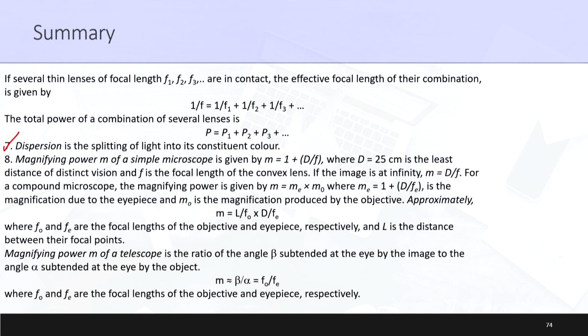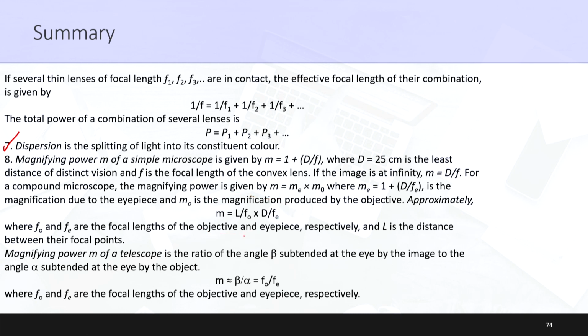For a compound microscope, the magnifying power is m is equal to me into m naught. Here also we can find it as m1, m2, m3 and so on. A similar concept is used here, and therefore the magnifying power is given by m is equal to me into m naught, where me is equal to 1 plus D by fe, the magnification due to the eyepiece, and m naught is the magnification produced by the objective. So eyepiece and objective, as the subscript says, E is eyepiece, O is objective. So approximately m is equal to L by f naught into D by fe. This derivation has also been explained in the subsequent lectures on the microscope.